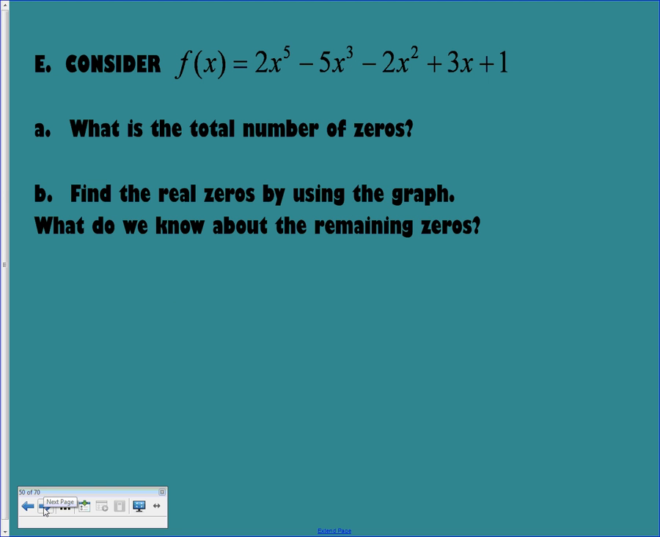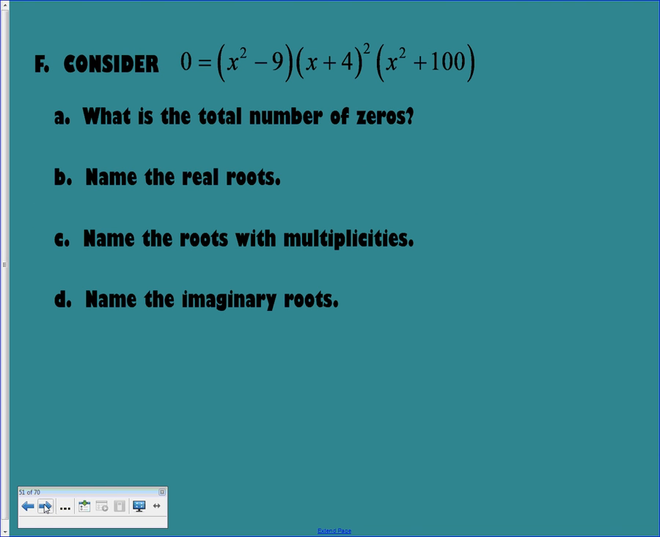So for now, let's go ahead and look at example F, and look at this type of problem. This type of problem says, what are the total number of zeros? This time, instead of giving us the polynomial written in standard form, which is what we were just looking at, now we're looking at it in factored form. So this looks like factors. I want to know how many zeros there are, which ones are real, which ones have multiplicities, and which ones have imaginary zeros.